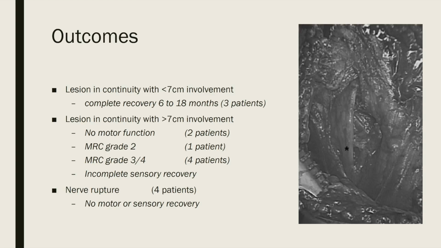If we look at the outcome, what actually happens to these common peroneal nerve lesions, we say that if there's a nerve lesion in continuity with less than 7 centimeters involvement, here you can see a nerve in continuity, but you can see it's sort of edematous and thickened and not happy looking, they all have a complete recovery in 6 to 18 months. Okay? If the lesion is more than 7 centimeters, then you've got a variety of outcomes with no useful recovery, which would be no motor function or MRC grade 2 in about half, and then there's useful muscle recovery in the other half. If there's a nerve rupture, none of them had any motor or sensory recovery.